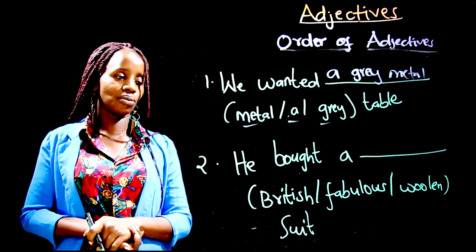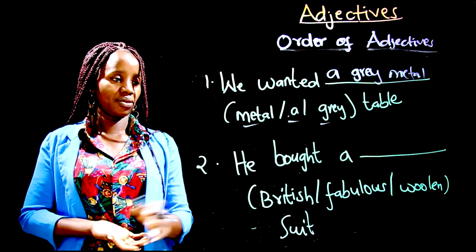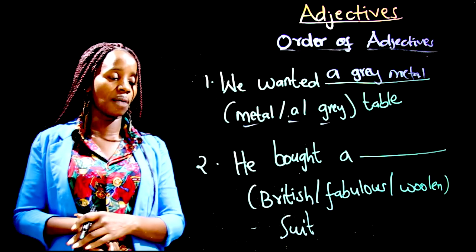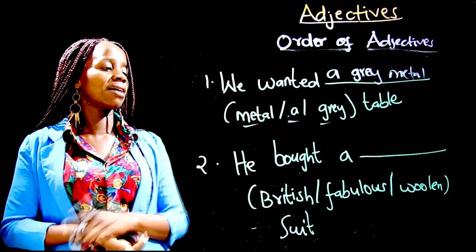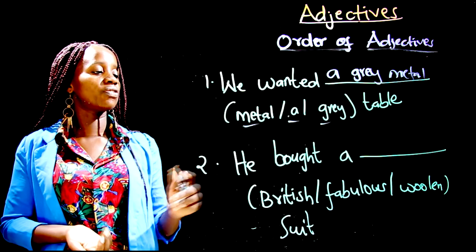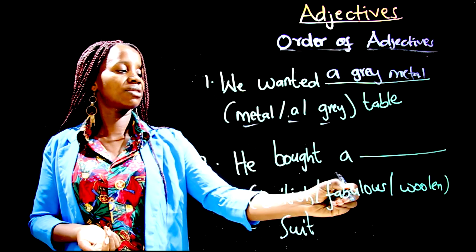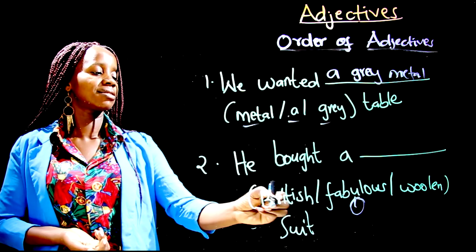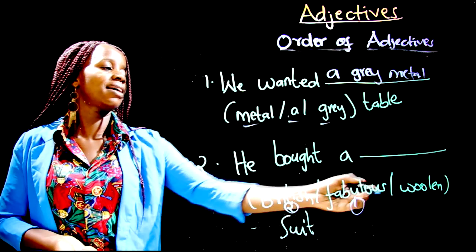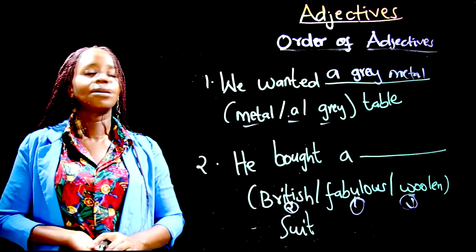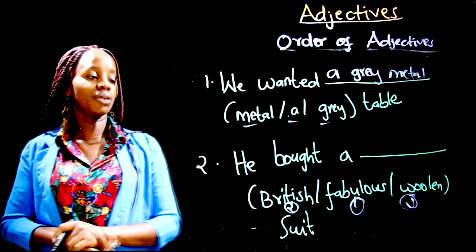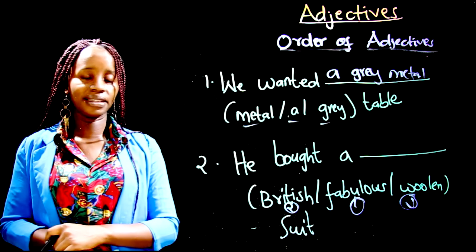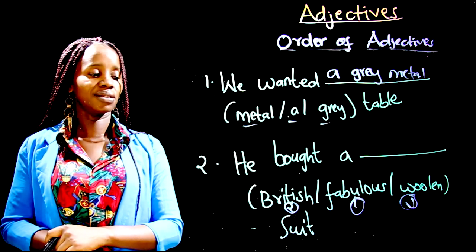So which one is the correct way? Here we already have a determiner, so we don't have to come up with one. He bought a, so fabulous comes first. He bought a fabulous British, then woolen, because fabulous is an opinion, British is origin, and woolen is material.